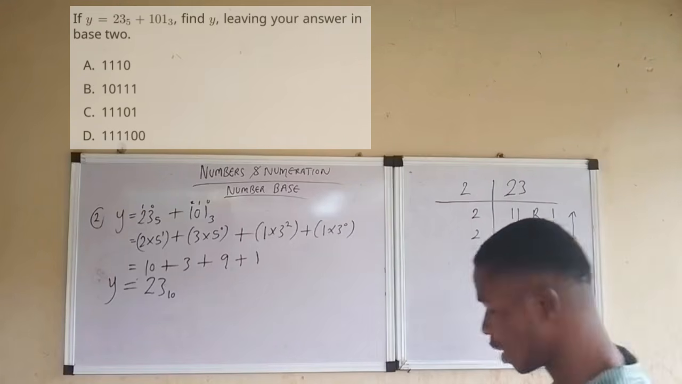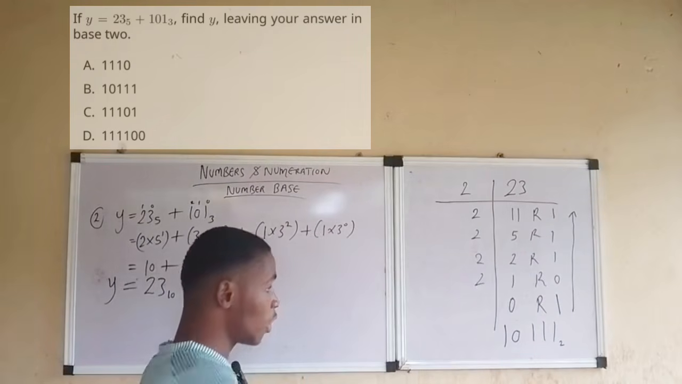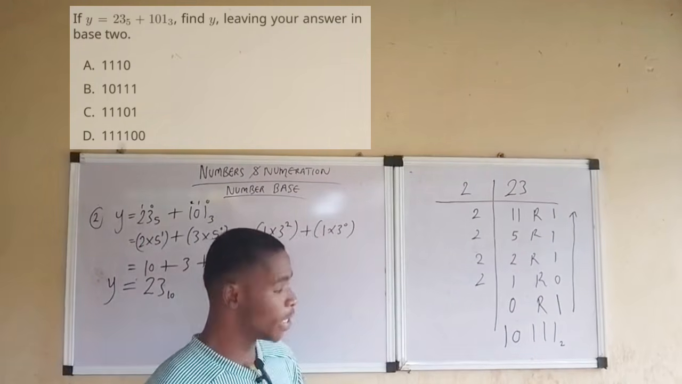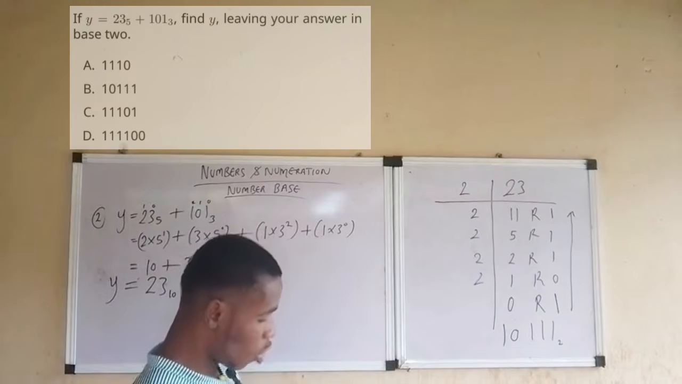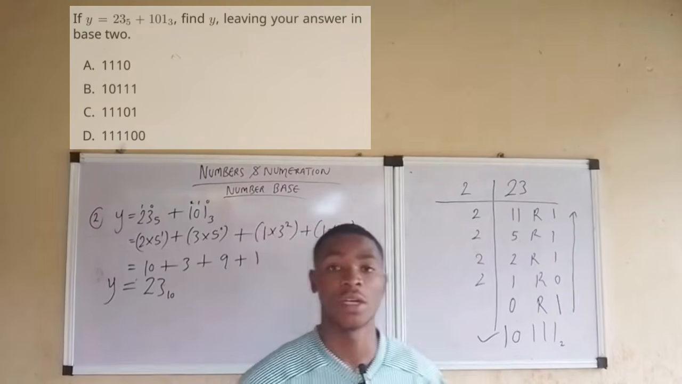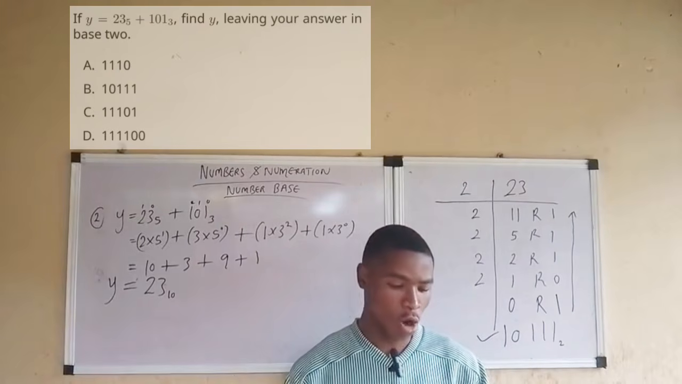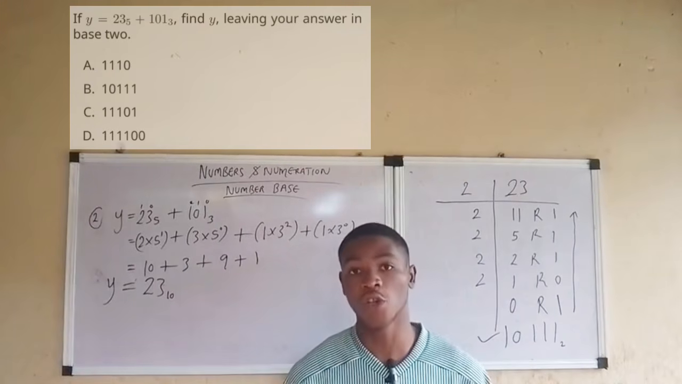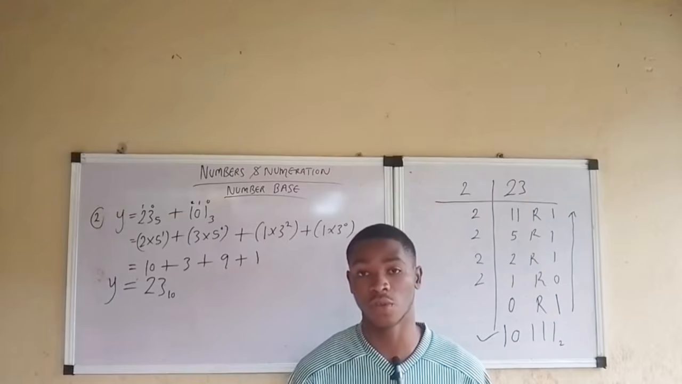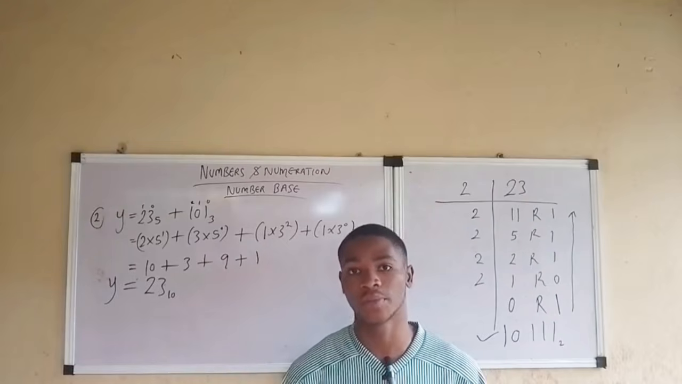So let's cross-check the options. Which of these options is 10111 base 2? That is option B. All right. So option B is the correct answer to this second question. Now we are going to take one more question on number base. And I believe with this understanding, you should be able to solve any question on number base. So let's take one more question.